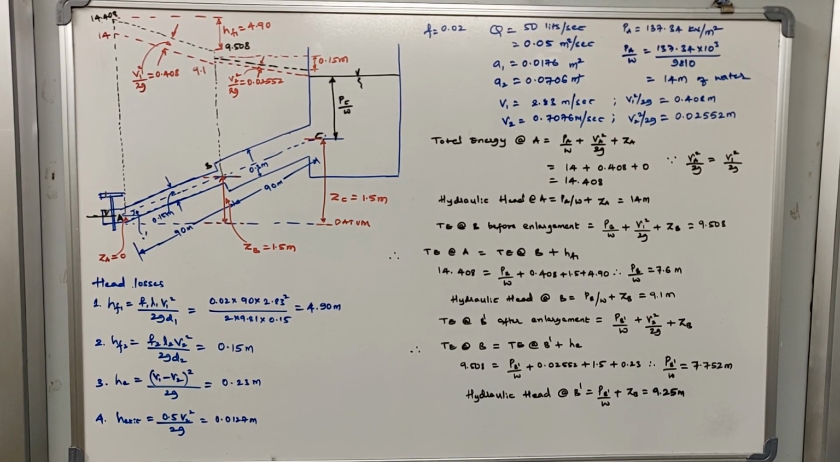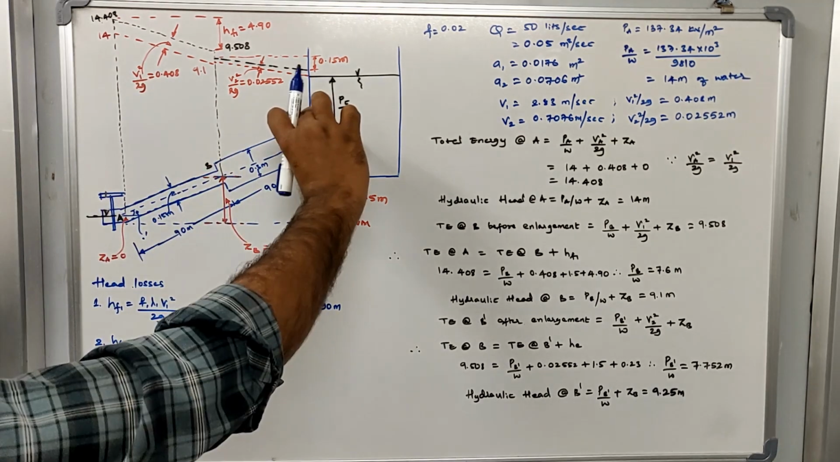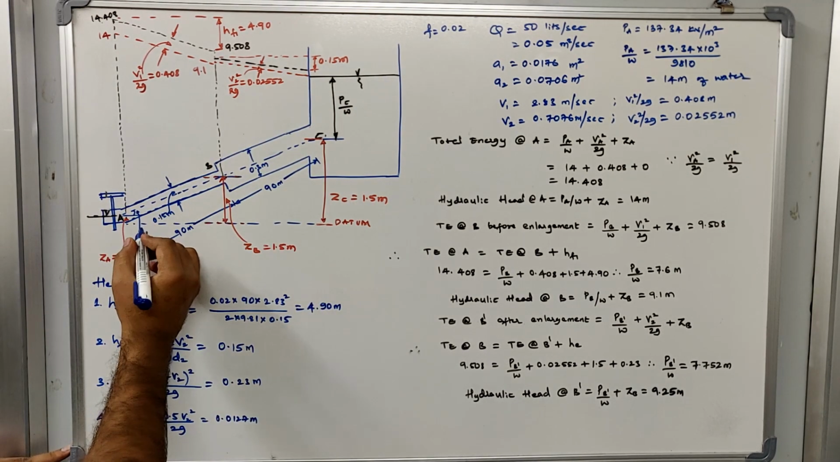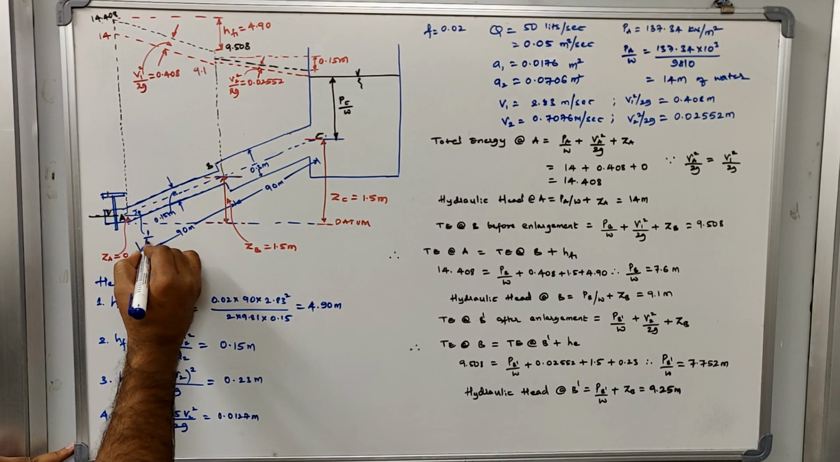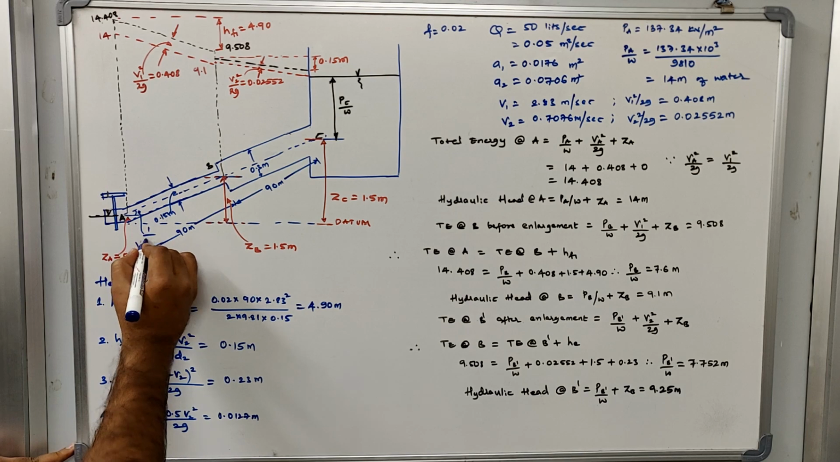So he said that there is a pipeline 180 meter long laid on an upward slope of 1 in 60. This is what the first line is, which means that this is the pipe which is 180 meter long and it is laid at a slope of 1 in 60. So this is what we know.